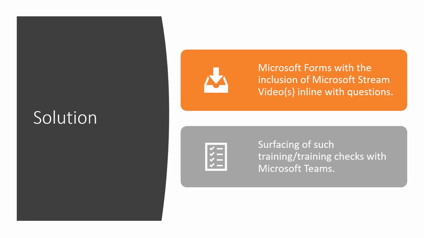Then we want to be able to surface the training and training checks that we've created right where they work, Microsoft Teams. So it's kind of a 1-2-3 punch, three strikes, and the opponent is down and you've got it in the bag. So let's go ahead and take a look at what this actually looks like.